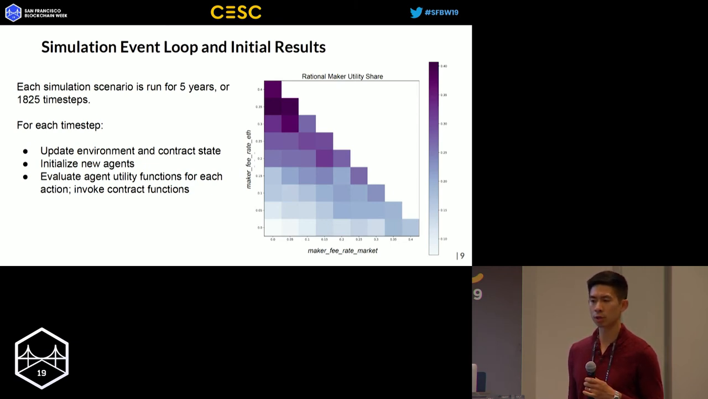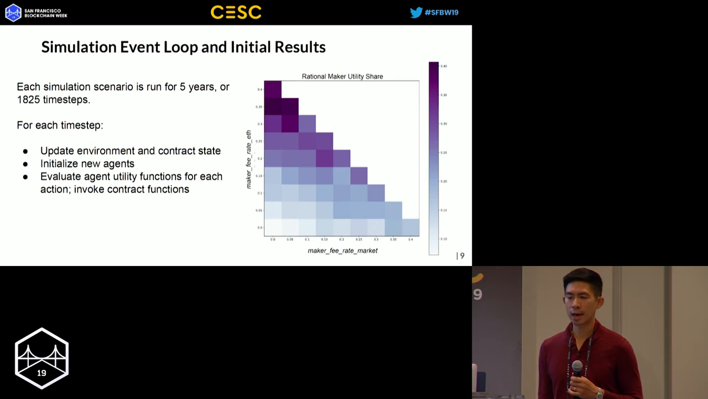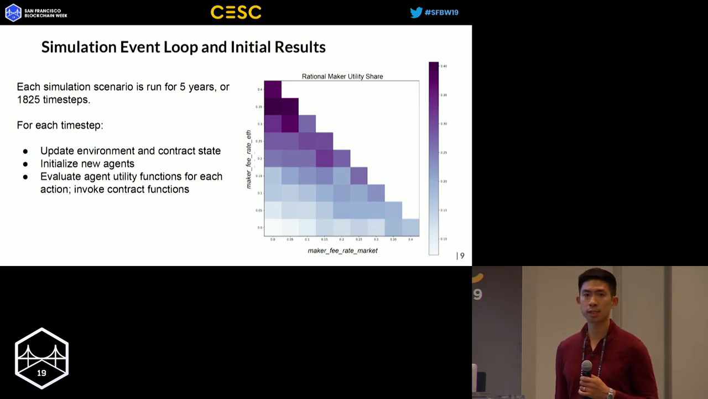So there's a couple hundred or 100 simulation runs represented in this heat map here. What we're showing here is on the x-axis, we vary the maker fee that is paid out in the market tokens from 0 to roughly 40%. And on the y-axis, we vary the maker fee that's paid out in Ethereum tokens, again, from 0 to 40%. And the color of the heat map represents the utility share that the rational makers capture at the end of the simulation.